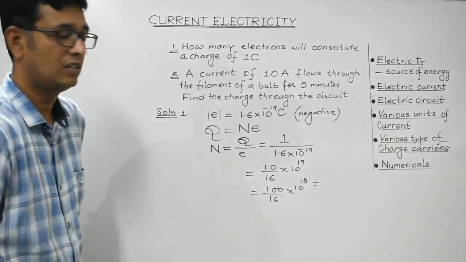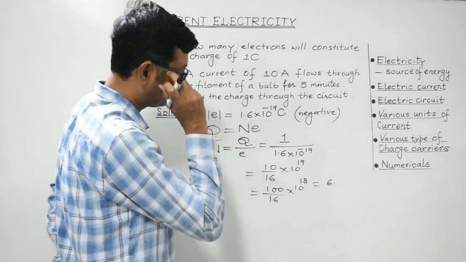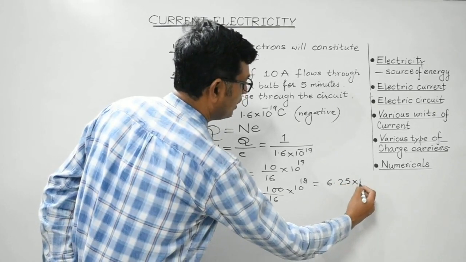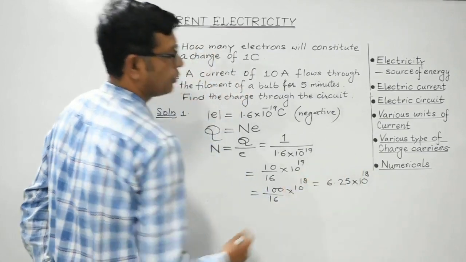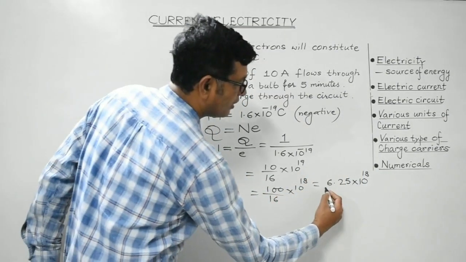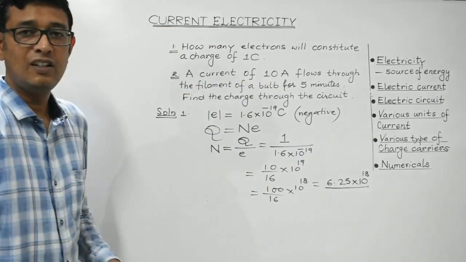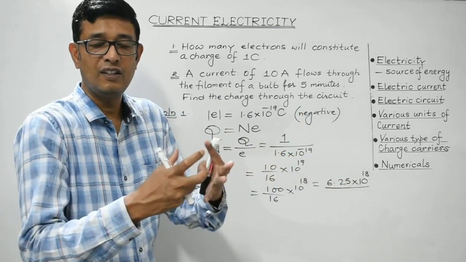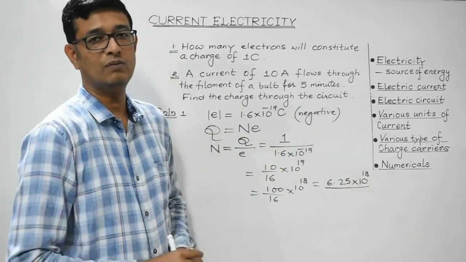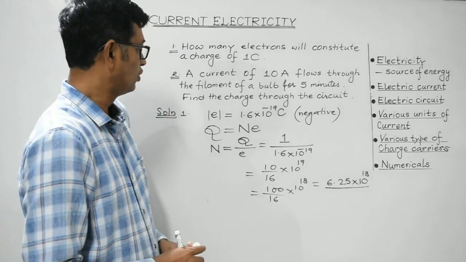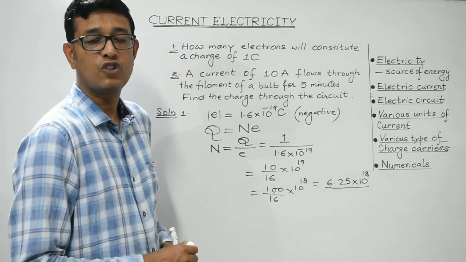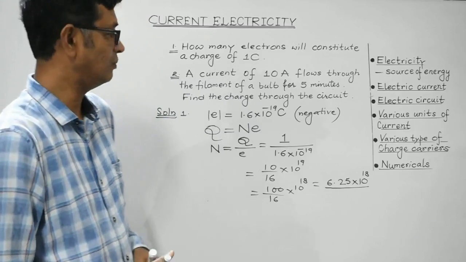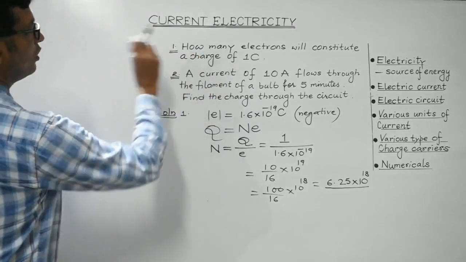So 100 by 16 will give us 6.25, so it will be 6.25 into 10 raised to 18. So students, this is a very important result. Do remember this result. 6.25 into 10 raised to 18 electrons together will constitute a charge of 1 coulomb. So 1 coulomb is a large unit of charge. So that's the solution for question number 1.